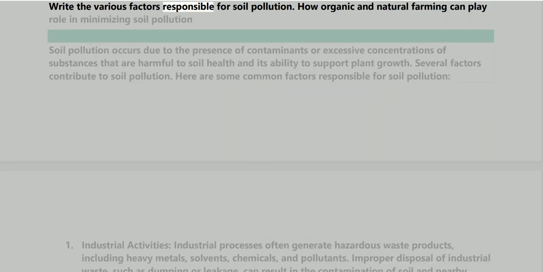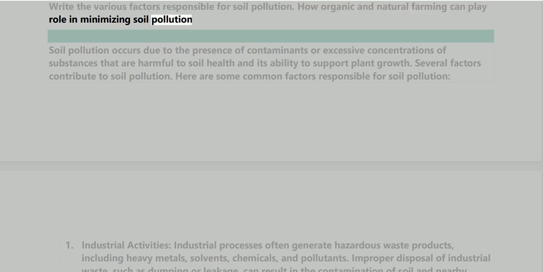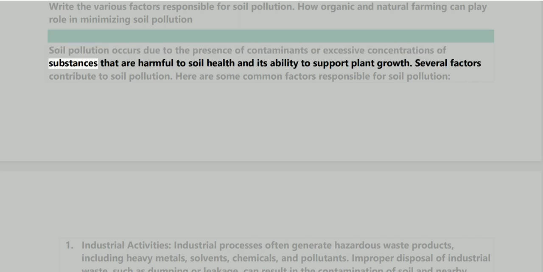Write the various factors responsible for soil pollution. How organic and natural farming can play a role in minimizing soil pollution. Soil pollution occurs due to the presence of contaminants or excessive concentrations of substances that are harmful to soil health and its ability to support plant growth.